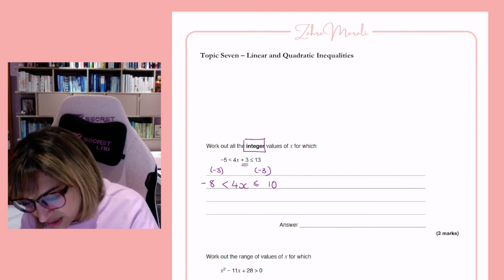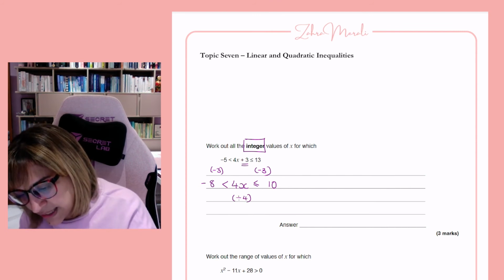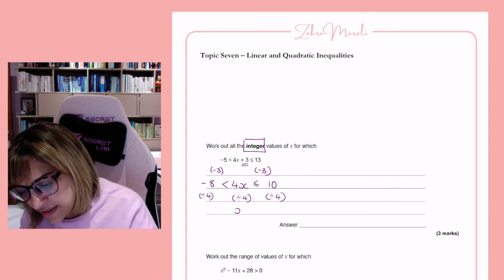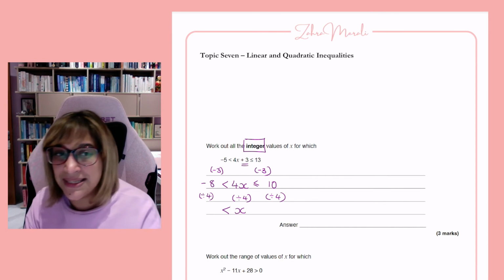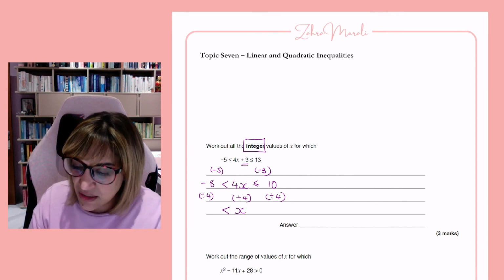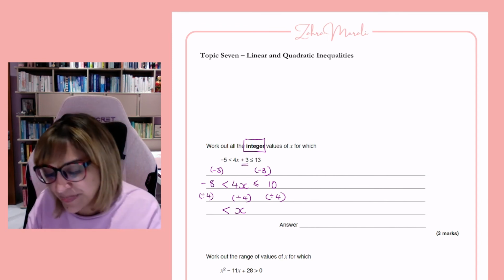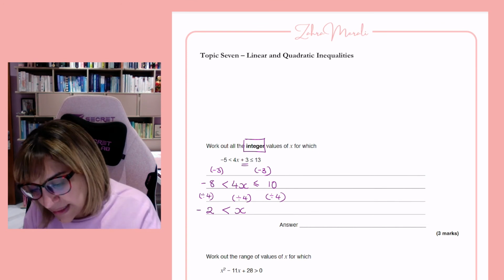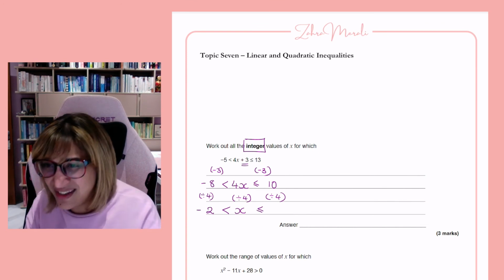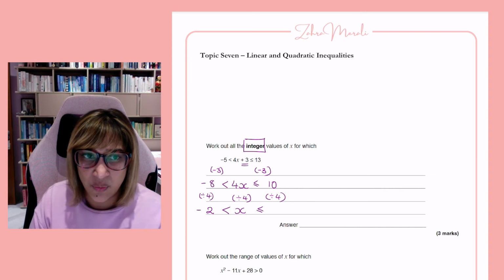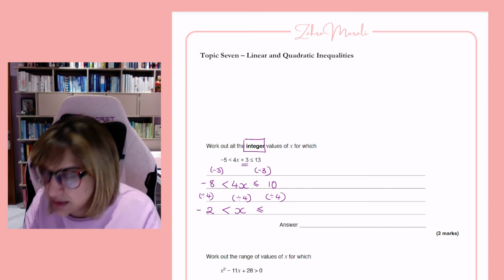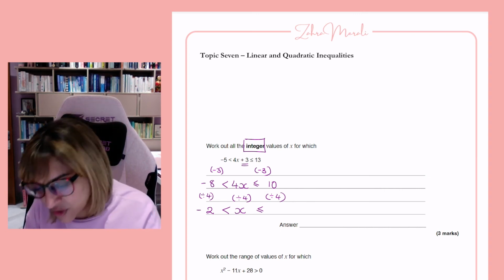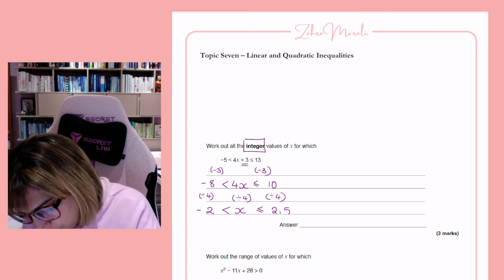Now I want x on its own, so I'm going to divide by 4. I have to divide both sides by 4, which leaves me with x. Minus 8 divided by 4 is minus 2. And then we've got 10 divided by 4, which is the same as 2.5, or 5 over 2.